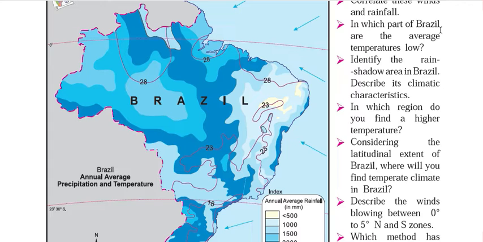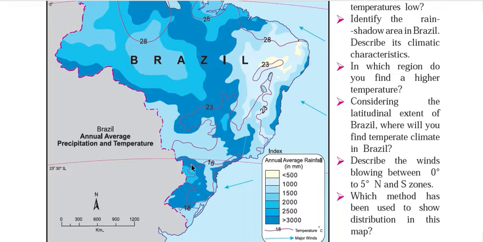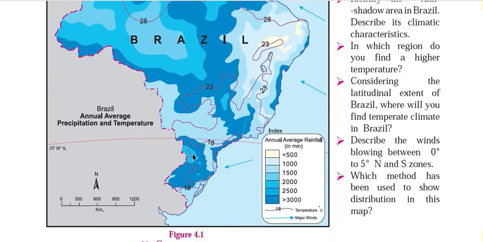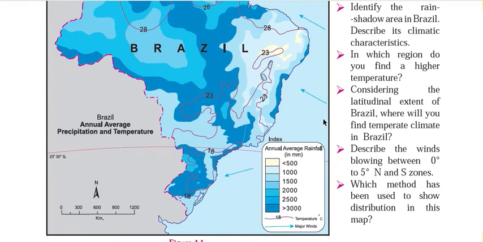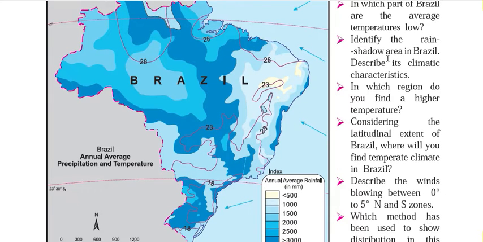The next one: in which part of Brazil are the average temperatures low? You can see here these isotherms showing 18 degrees Celsius, and here it is showing 28 degrees Celsius. So in the southern or southeastern part of Brazil, the temperature is lower. Then identify the rain shadow region in Brazil and describe its climatic characteristics. The region shown by white or very light blue color is what we can say is a drought prone region or rain shadow region. So why is it a rain shadow region?